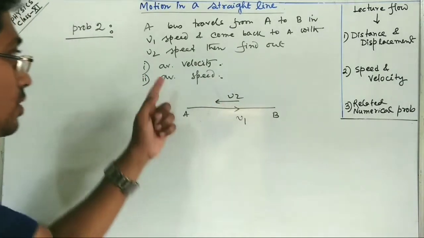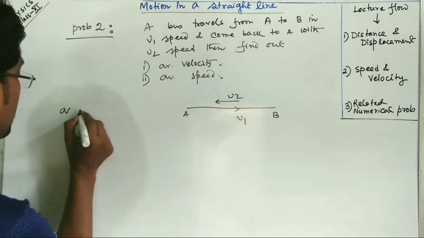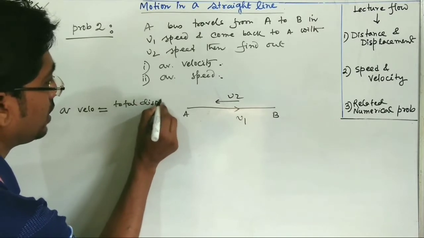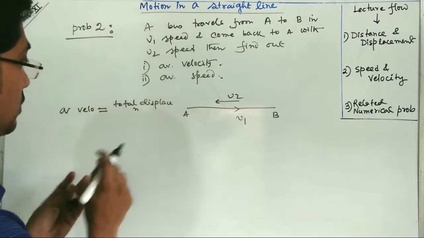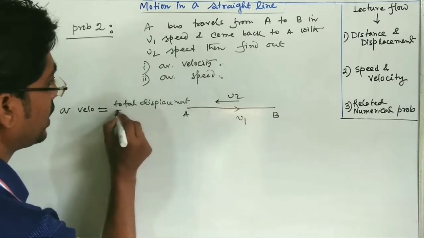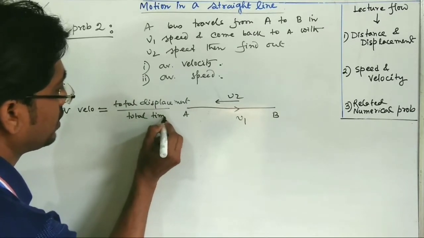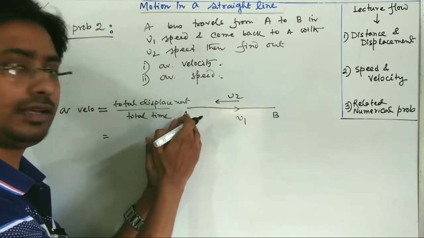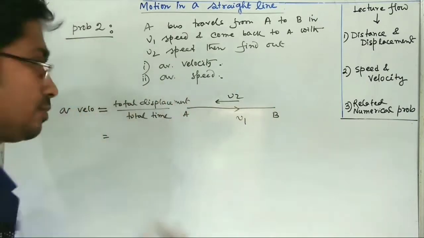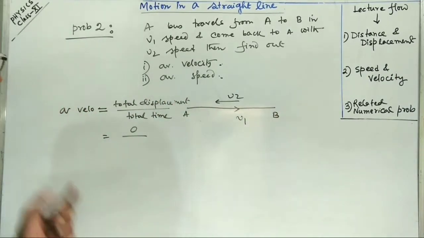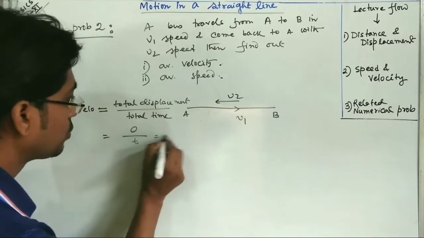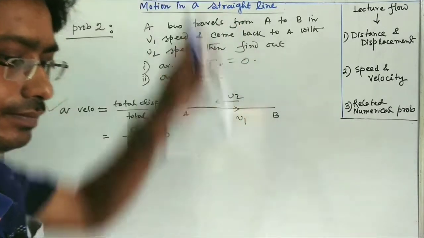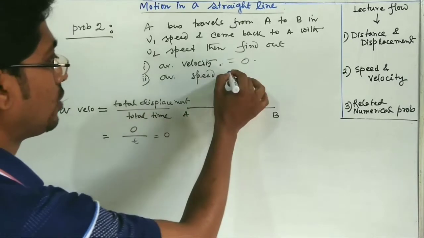And you know the average velocity is equal to total displacement by total time. So if it started its journey from A and finally came back to A, the total displacement will be 0. Time taken, we don't know the time, whatever it may be, it will be t, so it will be 0 by t. So average velocity will be 0. Answer will be 0.